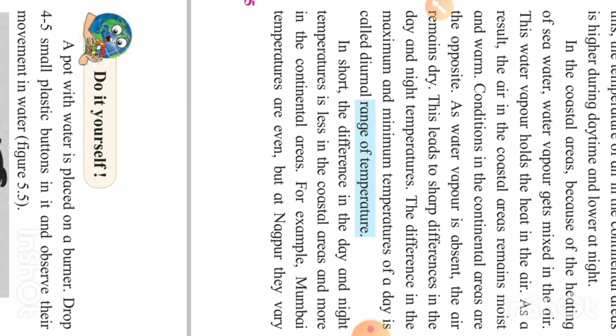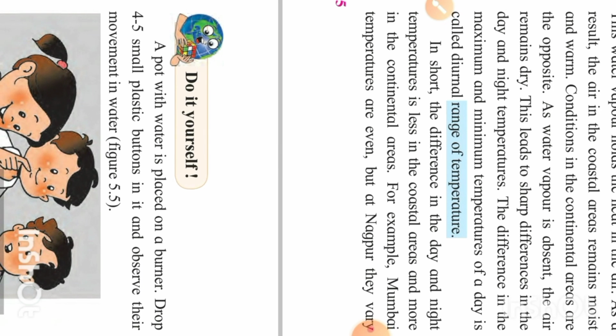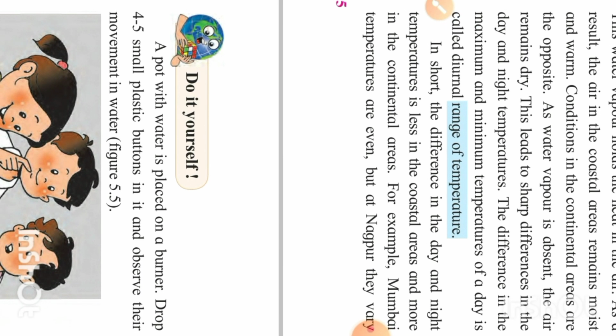Conditions in the continental area are the opposite. In the continental areas, which are far from the sea, water vapor is absent because the sea is far away. The heat is directly received by the earth's surface. This leads to sharp differences in day and night temperature. So in the continental area, when you see sun rays, at the same time you will experience hot weather, and once the sun sets, the land releases the heat and the weather will become better.